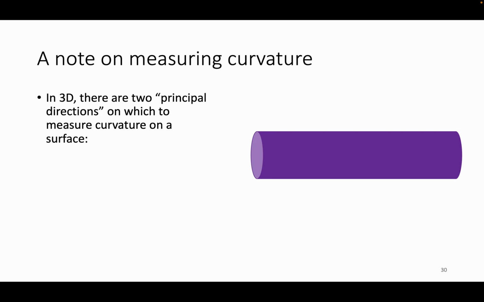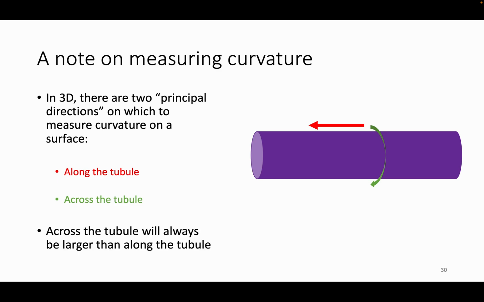Just a quick note on measuring curvature in 3D for what we're going to talk about next. In 3D, there are two principal curvature directions. So for example, on a tube, one direction would be along the tube. You can imagine if you're walking forward and backwards along a tube, it appears very flat, and that's the minimal principal curvature direction. And then across the tubule is the maximal principal curvature direction, and this is 1 over the radius of the tubule for a perfect tubule.